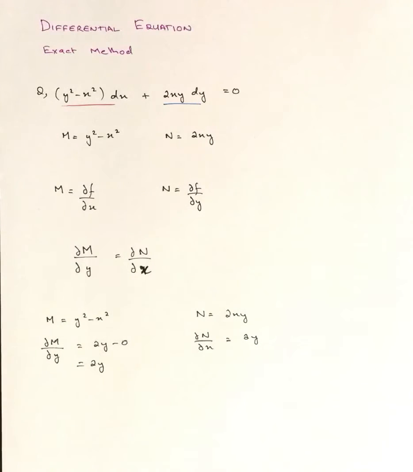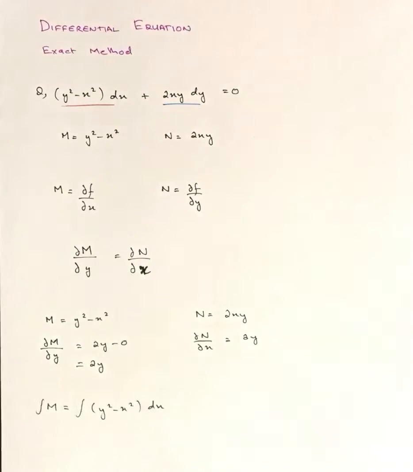Now we'll integrate M to get an equation of f, a function equation. This gives me an equation: xy square minus x cube upon 3 plus h(y). We get a constant in terms of y because we are treating y as a constant. Now since we know that the partial differential of f with respect to y is equal to N, we'll differentiate this function partially with respect to y so that it is equal to N.